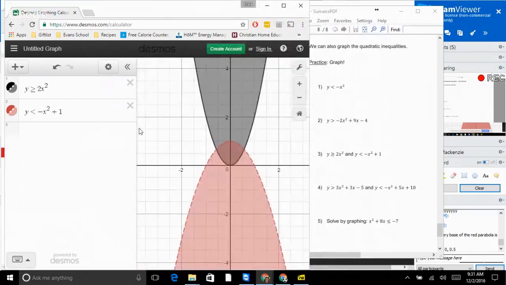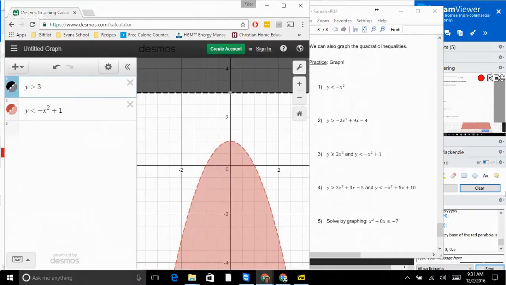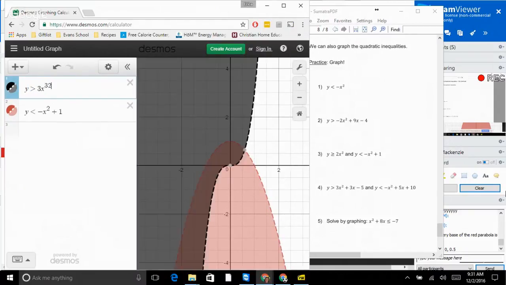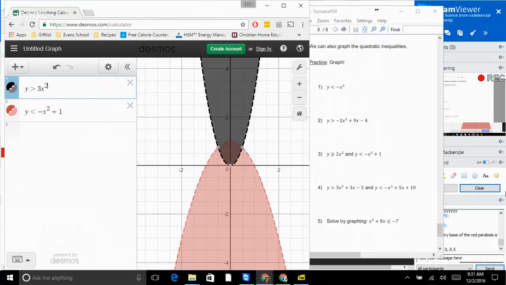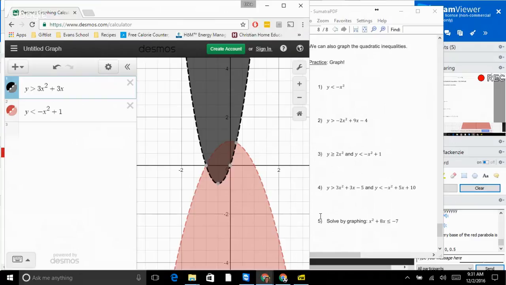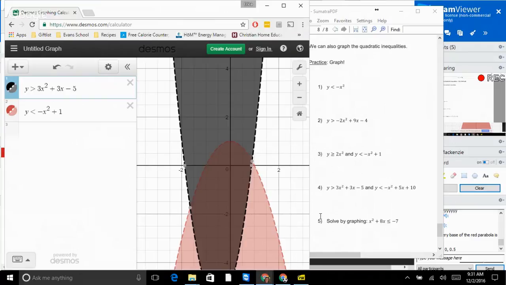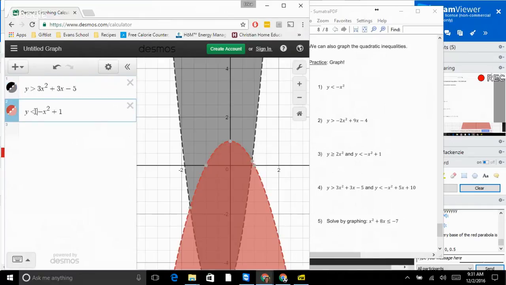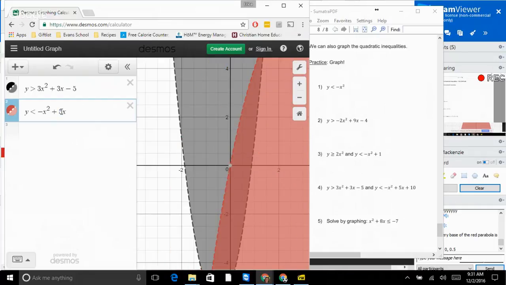So 4 is y is greater than 3x squared, not to the 32 power, that'd be crazy. 3x squared plus 3x minus 5. And we have that y is less than negative x squared plus 5x plus 10.